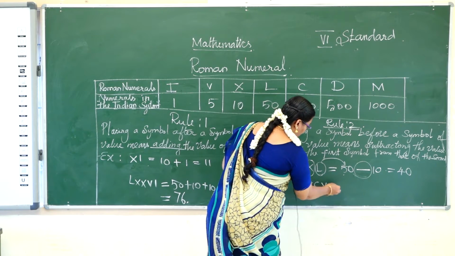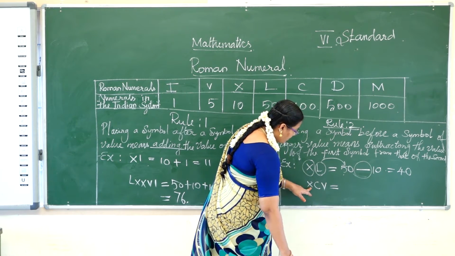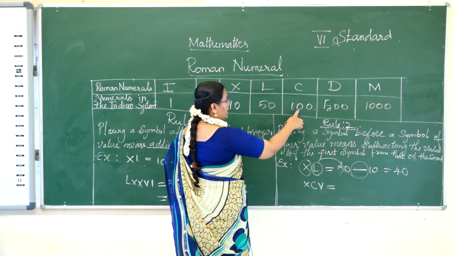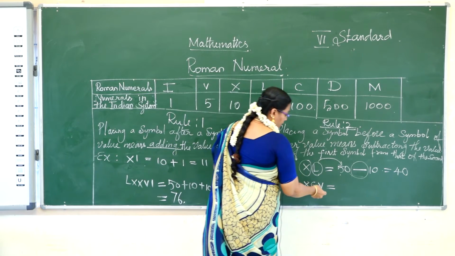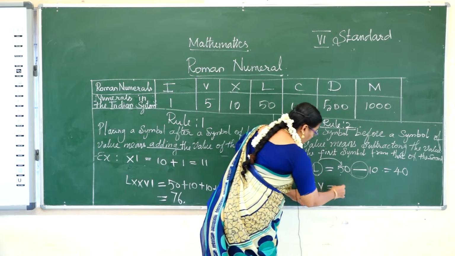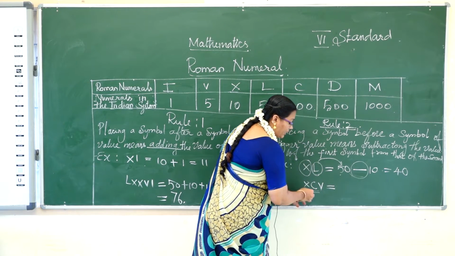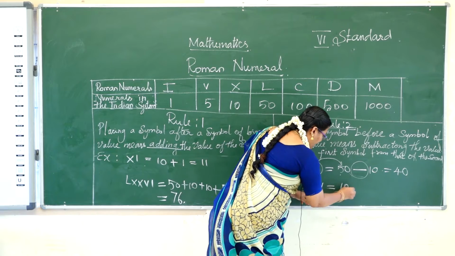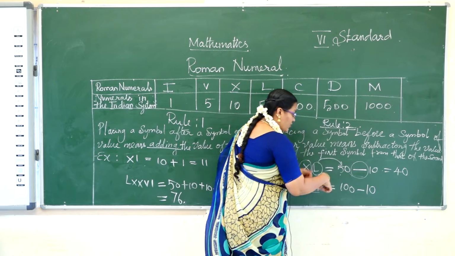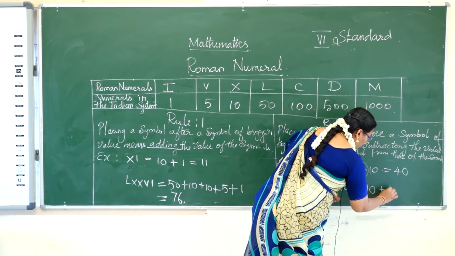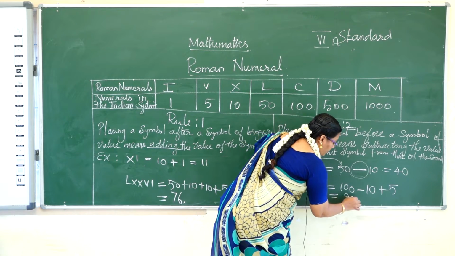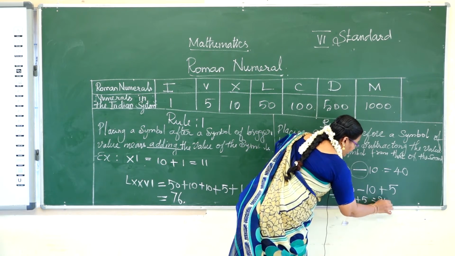Okay. And for the next one, X is given. X means 10. Here the next one, C. C is centum, 100. 100 is the greatest value compared with the first one. So subtract in this place. 100 minus 10 is 90, and the next one is the smallest one, 5. So 90 plus 5, 95.